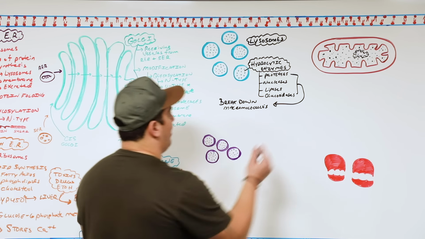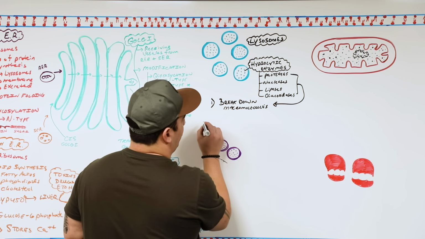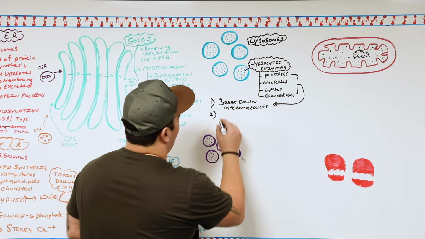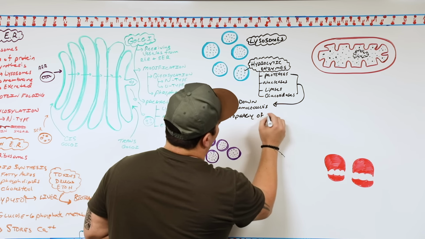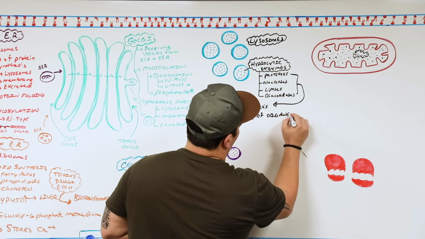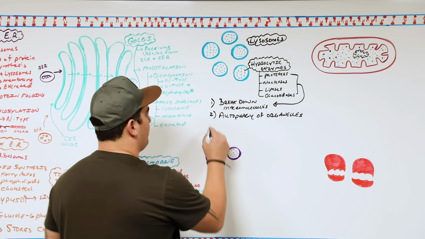So another important thing that you have to remember is that this is one thing, breaking down macromolecules. The second thing is it undergoes autophagy of organelles. Ba-boom.